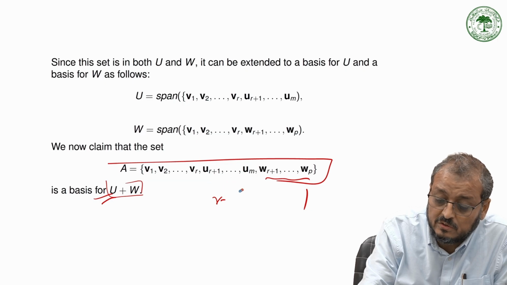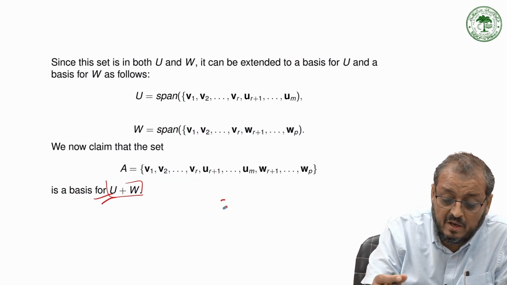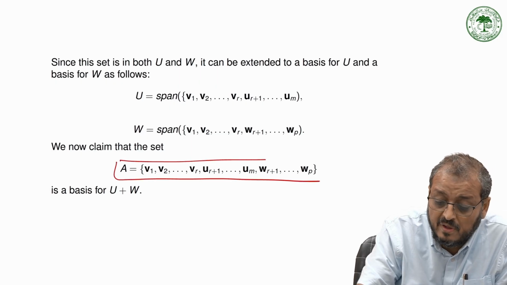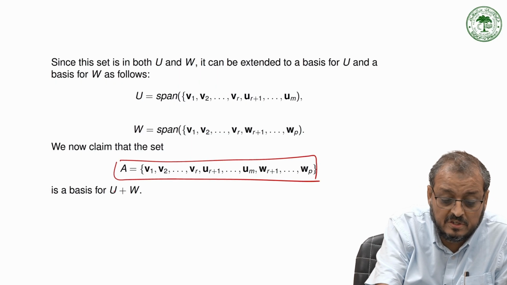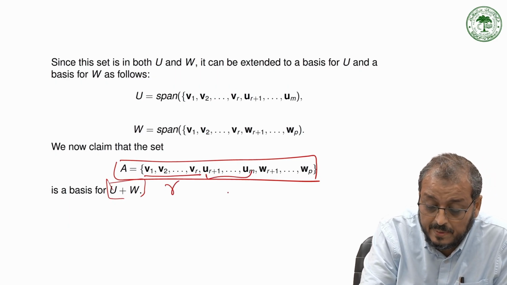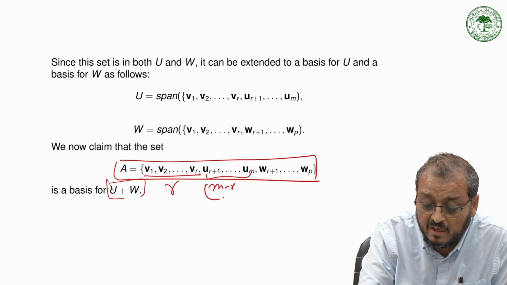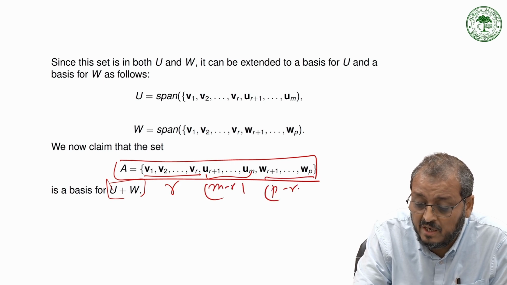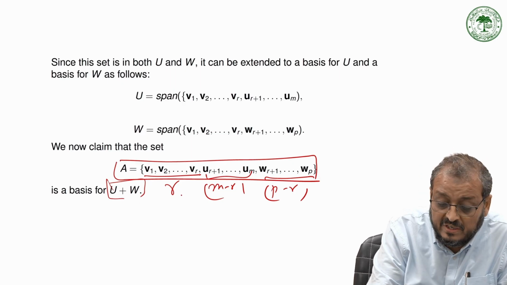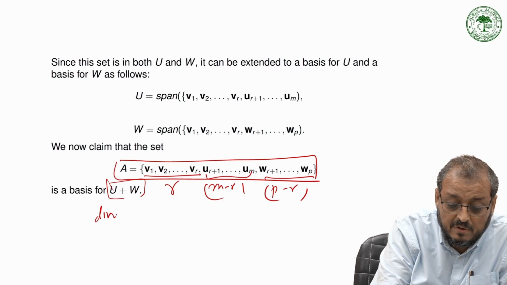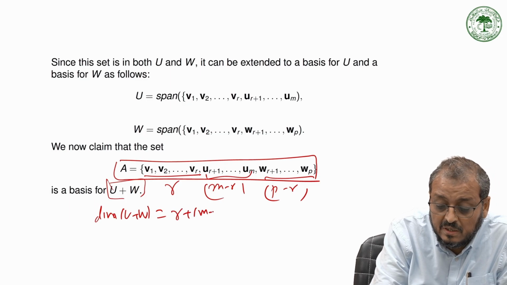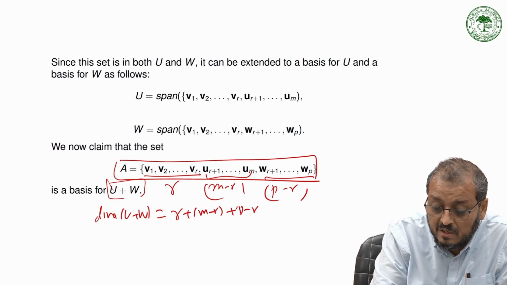So we have to put it into this form. If we prove that this is a basis for the subspace U plus W, then the total is R elements, and then M minus R elements, and P minus R elements. If this is a basis for this set, then the dimension of U plus W is equal to r plus m minus r plus p minus r.